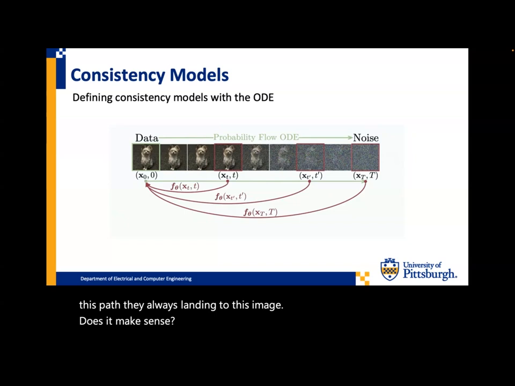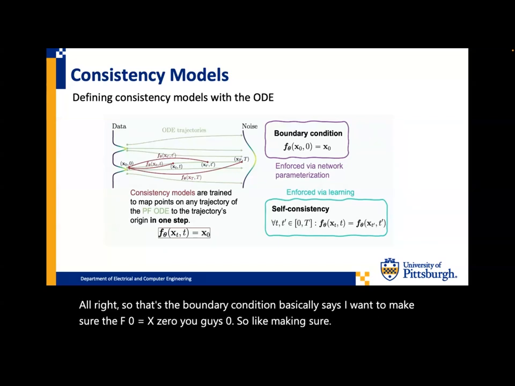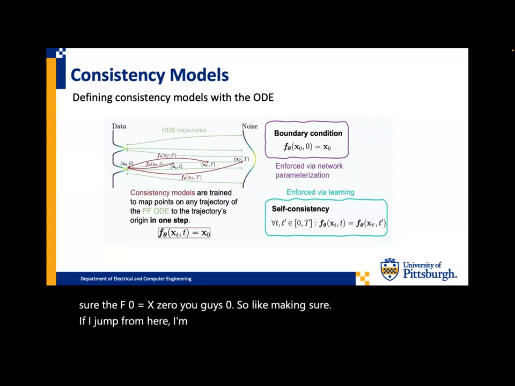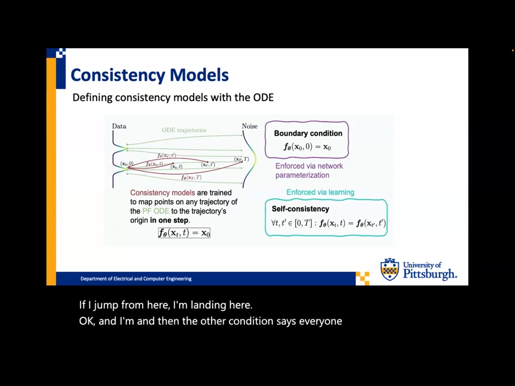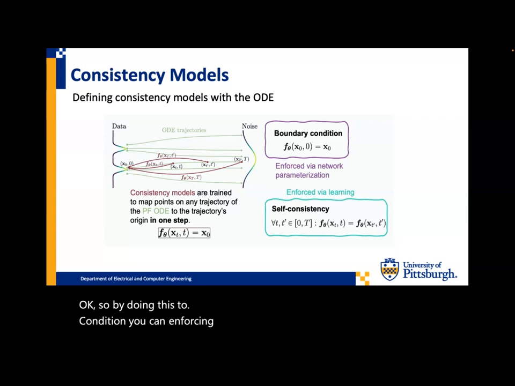Okay. All right. So that's the boundary condition: I want to make sure f theta of x0 equals x0, so that if I jump from here, I land here. And the other condition says everyone else has to land in the same place, which is the same as f of x0. By doing these two conditions, you can enforce that you are jumping to an image.